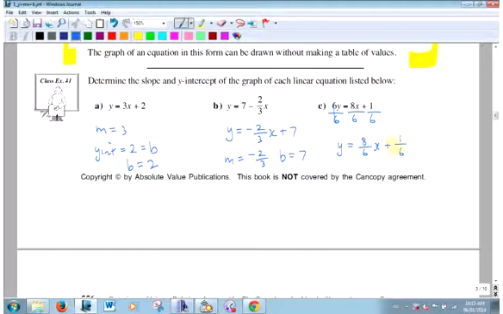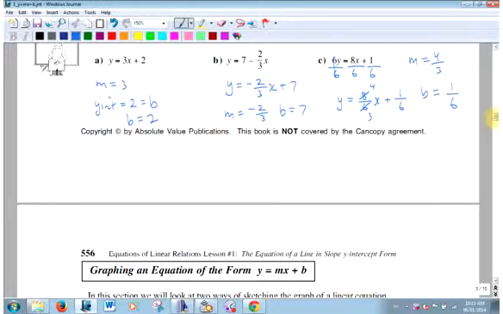Okay? But can I reduce this 8/6? Yeah. 2 goes into that 4 times. 2 goes into that 3 times. That's 4/3. You're going to want to reduce it if you can. Okay? So my slope is 4/3. My y-intercept is 1/6. Okay? All we got to do now is graph these. And that's a lesson.